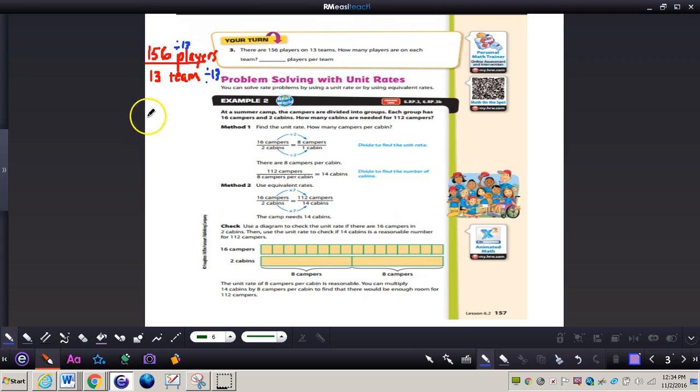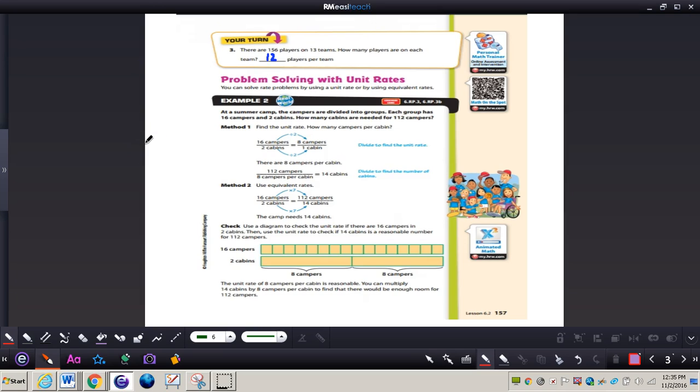I can see 156 divided by 13 is going to give me 12. 13 divided by 13 gives me 1. Okay, so what I can see now, how many players are on each team? We have 12 players per team. Okay, so let's take a look at example number 2 on page 157.